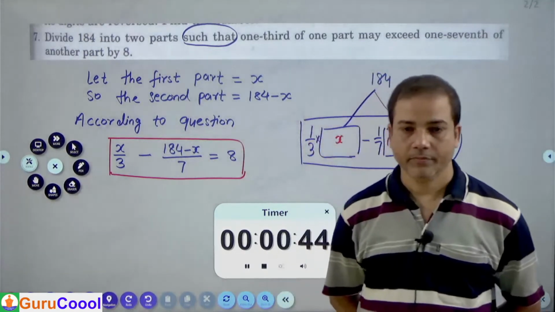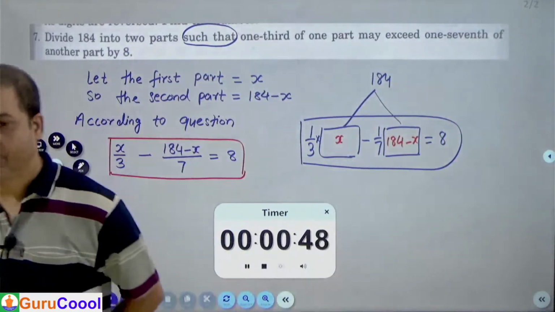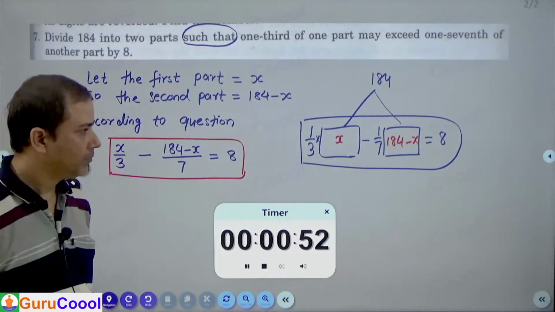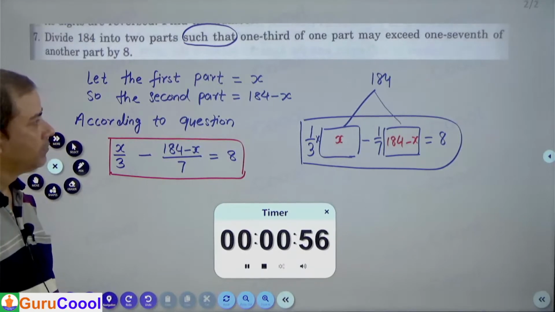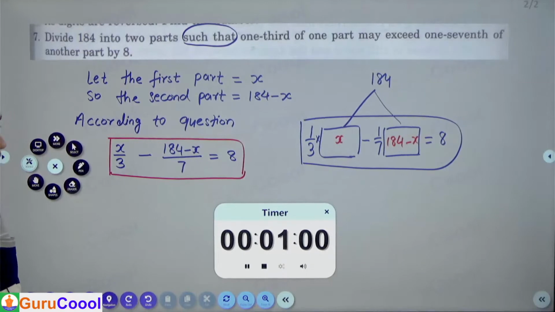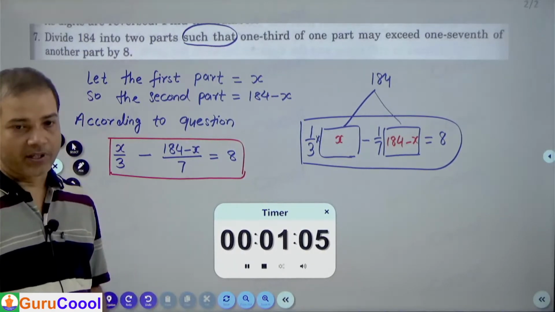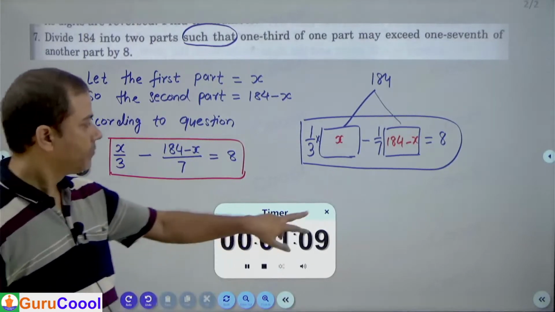Sir, I'm done. What's the answer? What is the value of x? Sir, 729 by 10. Yes. Okay. So the answer is in decimal, right? 72.9. Yes. Okay.